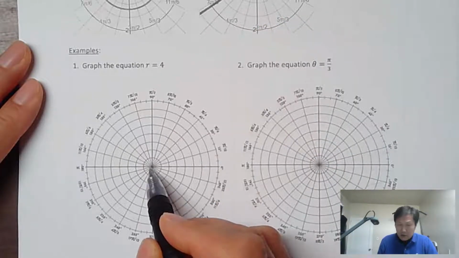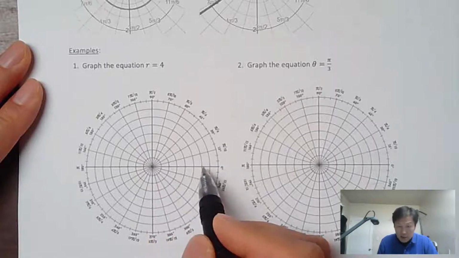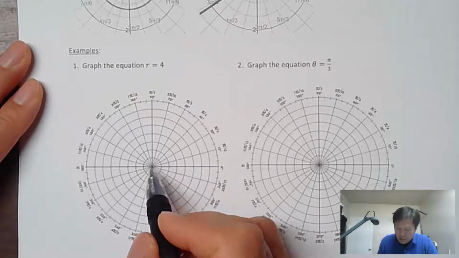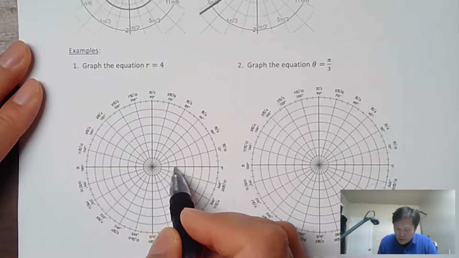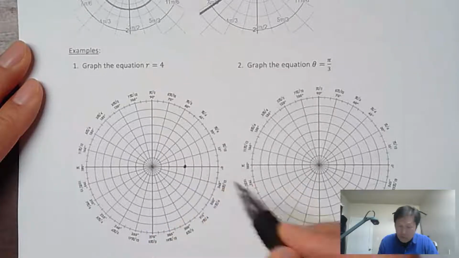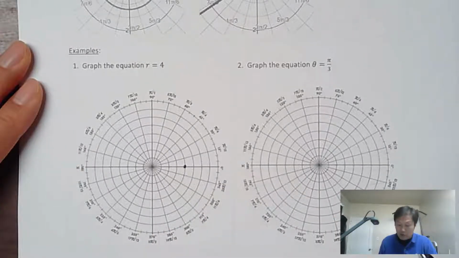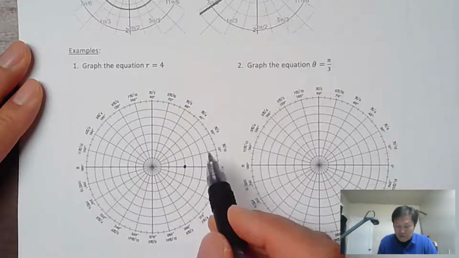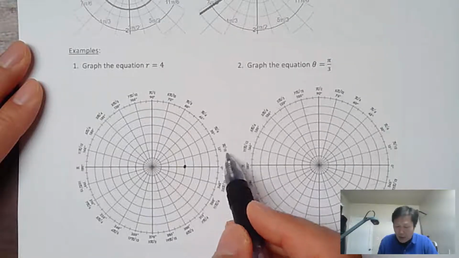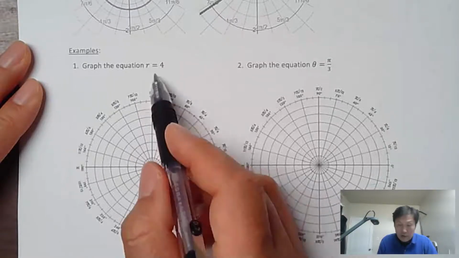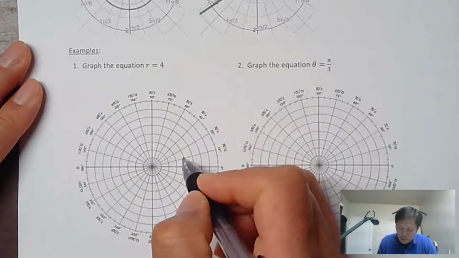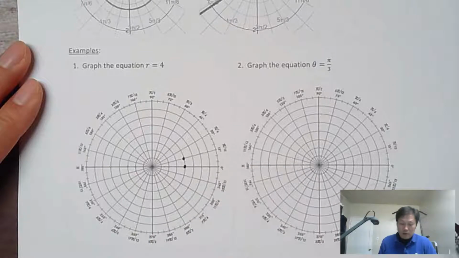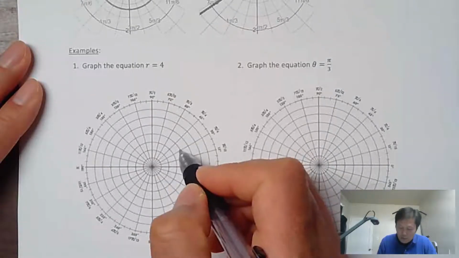So you might say, well, can I say direction is 0 then? Yes. So the radius should be 1, 2, 3, 4. Here's your radius 4, direction is 0. You might say, well, can I say direction is 15 degrees or pi over 12? Yes, as long as the radius is 4.